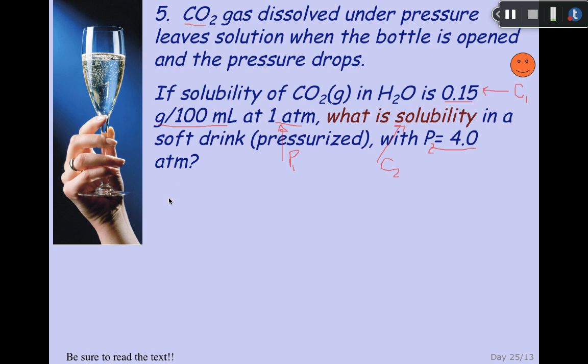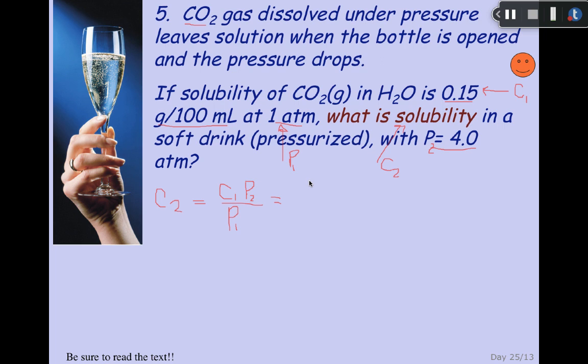Setting up this equation based on what was shown on the previous slide, C2 is going to be equal to C1 over P1 multiplied by P2. And if you don't know how to do this algebraically, look for the equations provided on exam 4 from a previous semester, and you'll see the equations that are given.